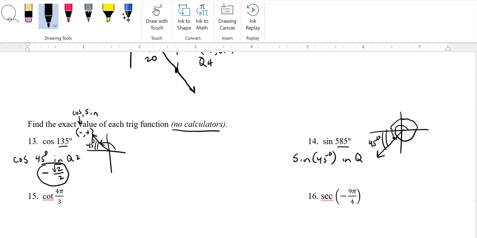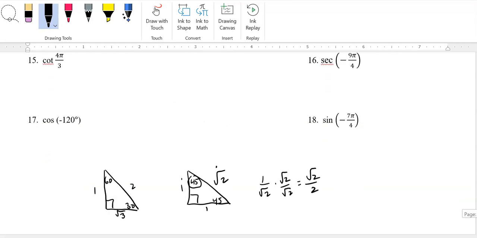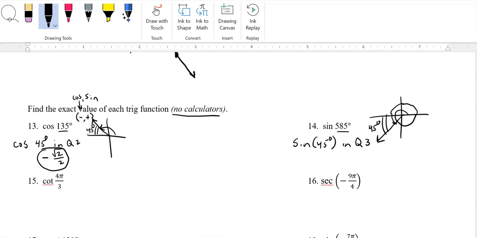Remembering that we're working in quadrant 3, where sine is negative. All right, so back to our special right triangle. Well, sine 45 is just like cosine 45. They're the same. They're both square root of 2 over 2. And so in quadrant 3, both coordinates are negative. So that means sine is negative. So my final answer for 14 is just like it was for 13. It's going to be negative square root of 2 over 2.